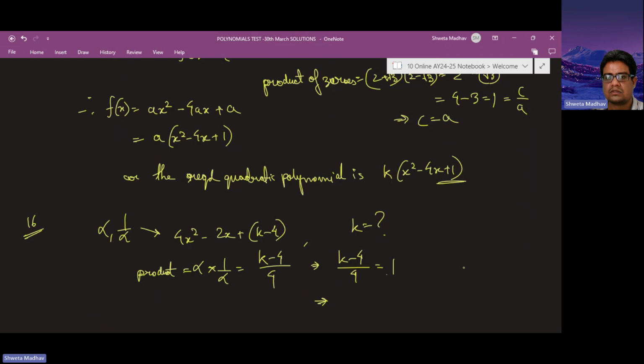So then we can cross multiply. So k minus 4 will be equal to 4. So therefore k will be equal to 8. So the value of k should be 8.